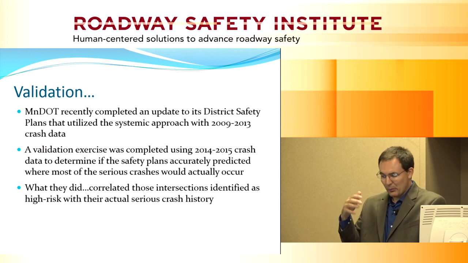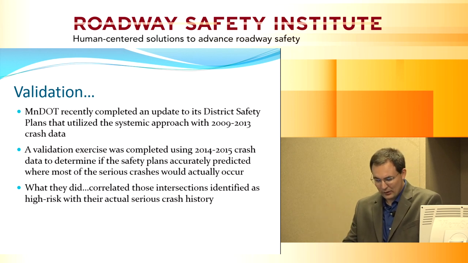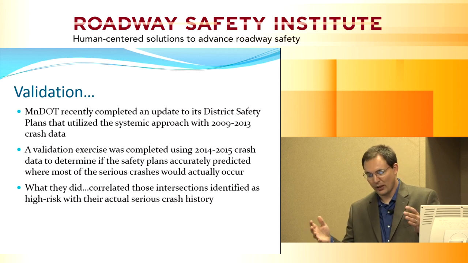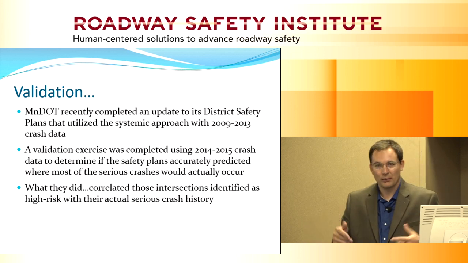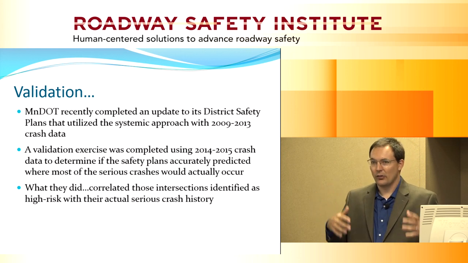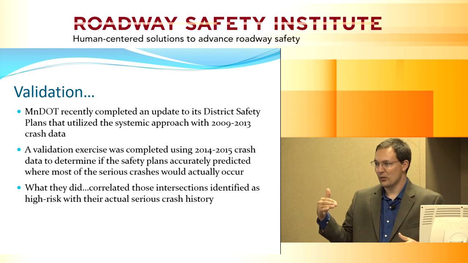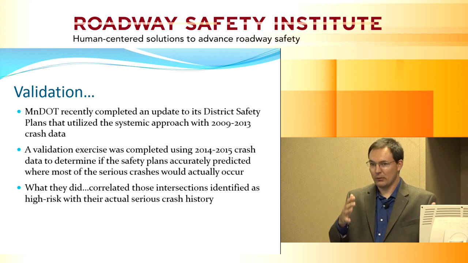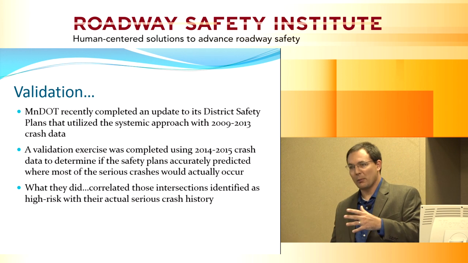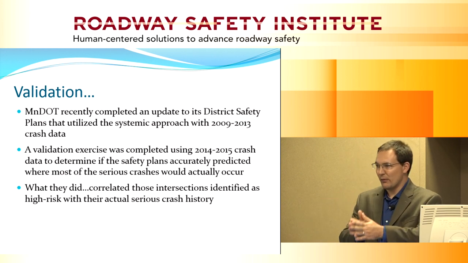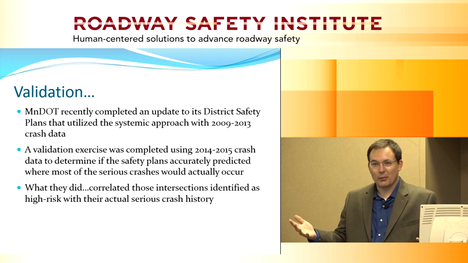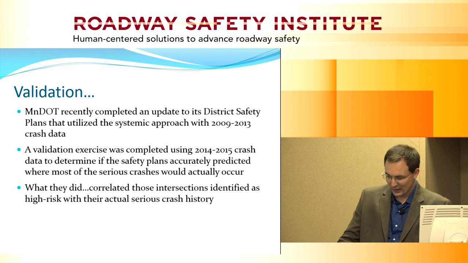So they were able to look at 2014 and 15 crash data to determine, did our safety plans correctly identify where the serious crashes actually occurred? Okay, so we're saying, if you back up to 2013, we've got the 5 years of data suggesting these are our at-risk locations. We can't prove it, but the risk factors are suggesting this is where we're going to have the problems. Fast forward, we're able to look back and use that 2014-15 data and say, did it actually come true? And here's the results.